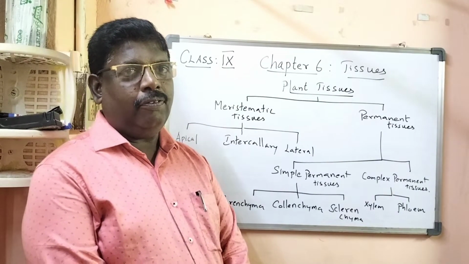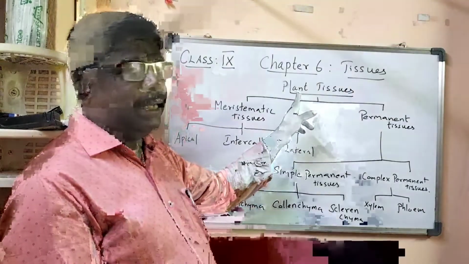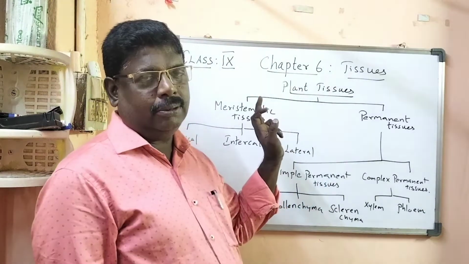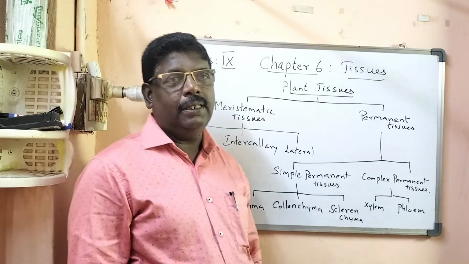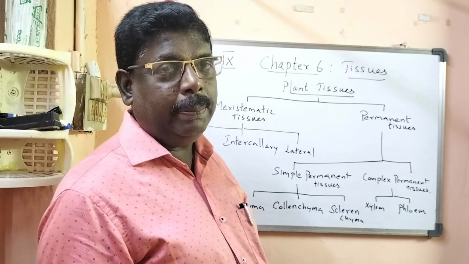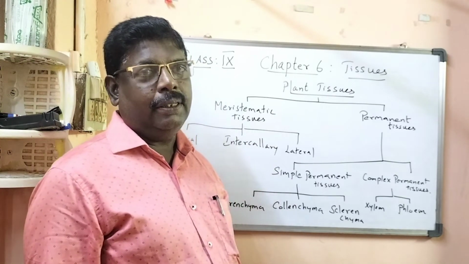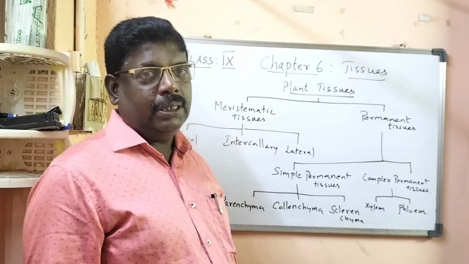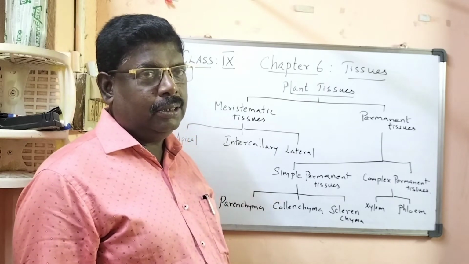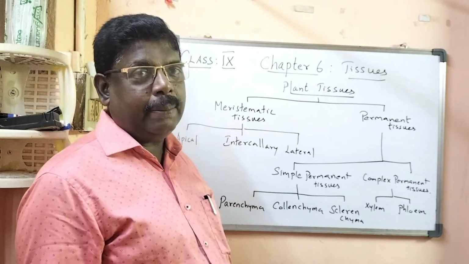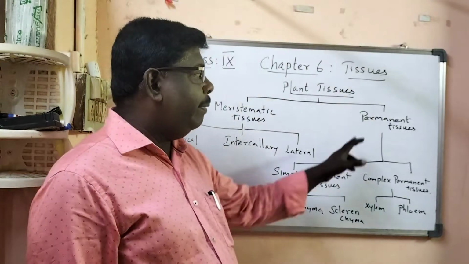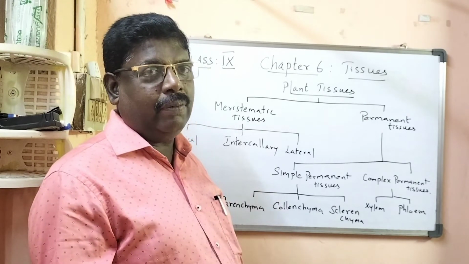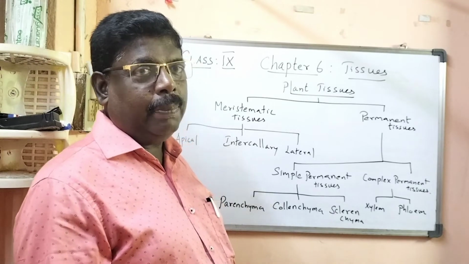Let us see the types of plant tissues. They are divided into meristematic tissues and permanent tissues. Meristematic tissues are the active growing regions of the plant, the regions of active cell division. They are seen especially in the stem tip and root tip regions. Permanent tissues are tissues that have lost their power of dividing.